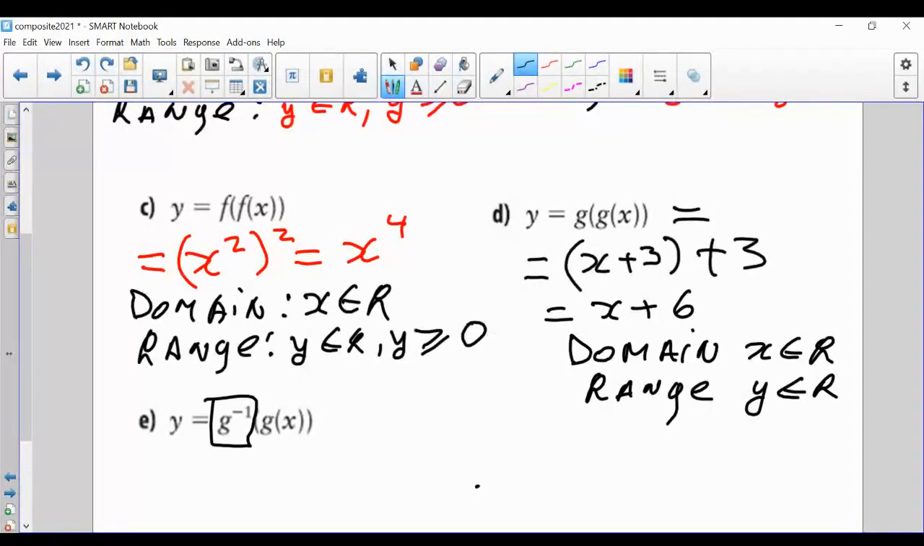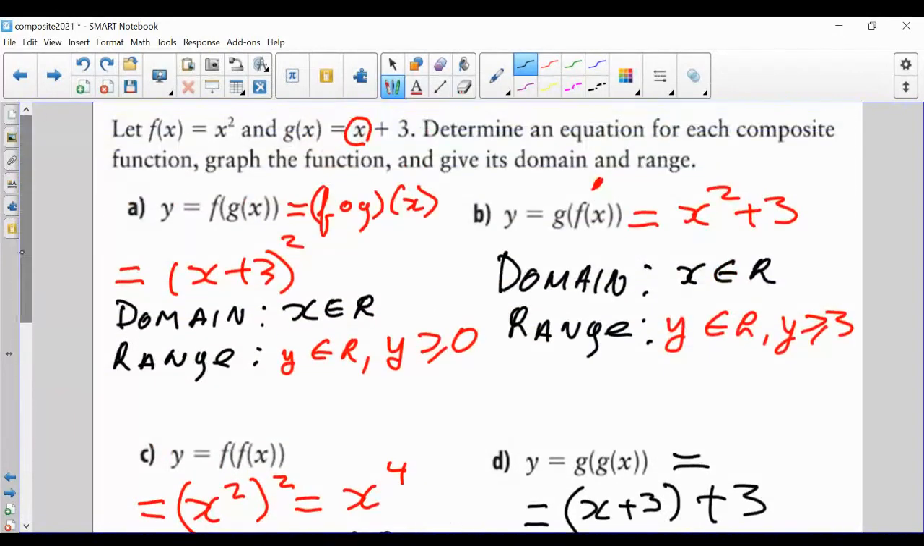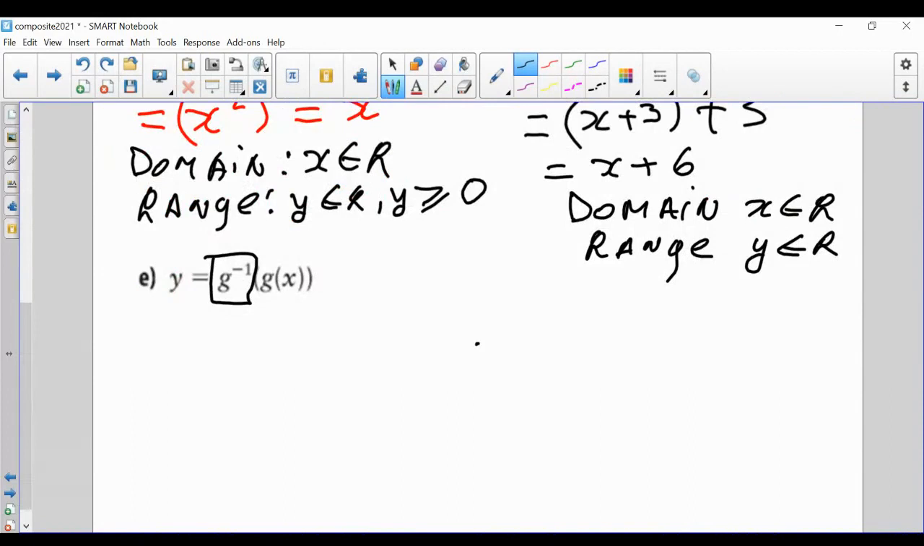So we're going to have to look at the g function. The g function is x plus 3. So what we're going to do is go through the process of, no, Alexander, no. You need to remember how to find that inverse function. So let's do it this way. I'm going to use y is equal to x plus 3.